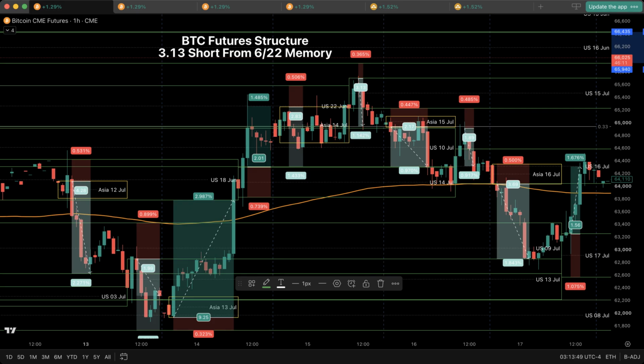Now look at July 15th U.S. session. July 15th U.S. session forms inside June 22nd U.S. session box. It compresses there. It overlaps there. The session forms inside old U.S. memory. That matters. June 22nd U.S. memory is above the recent lower rotation. It is also near the area where the prior Asia session could not break cleanly.